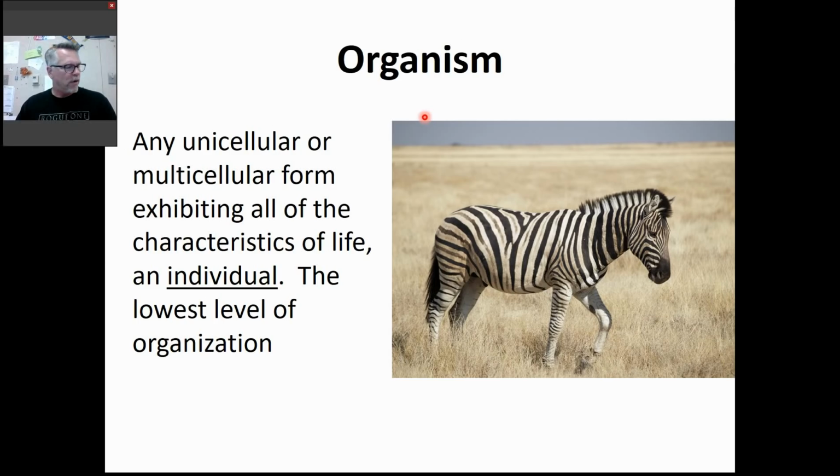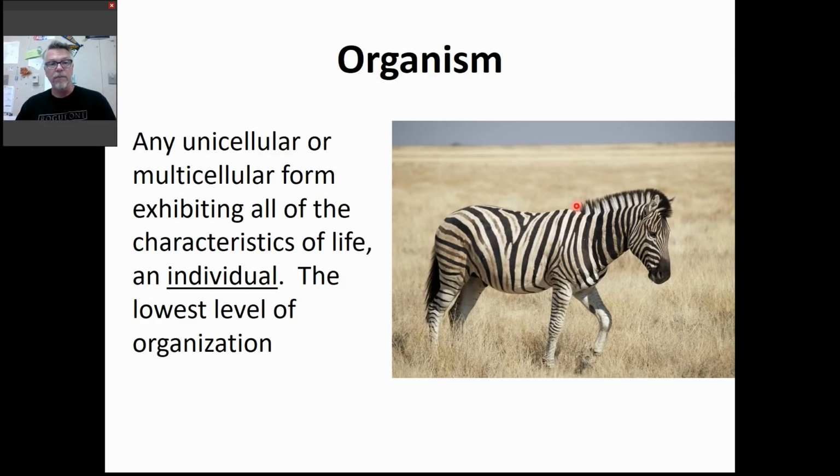So let's start out with the term organism, like a zebra. An organism is any unicellular or multicellular form of life that has the characteristics of life and is an individual. So this is the most simple level of organization in the ecology world. That's an organism, an individual organism, like that zebra, or you.